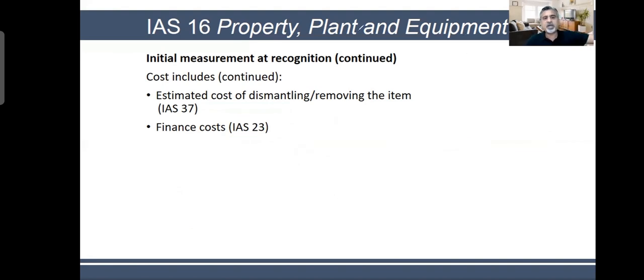So this is about our initial measurement at recognition. Once you have booked the asset in your books, the double entry is debit non-current asset, credit cash, credit bank, whatever. So the asset goes into the balance sheet. And this is called initial measurement at the date of acquisition. And then naturally speaking, you start using the asset.